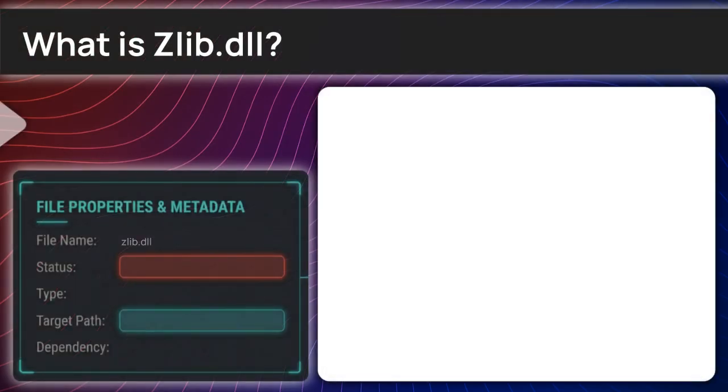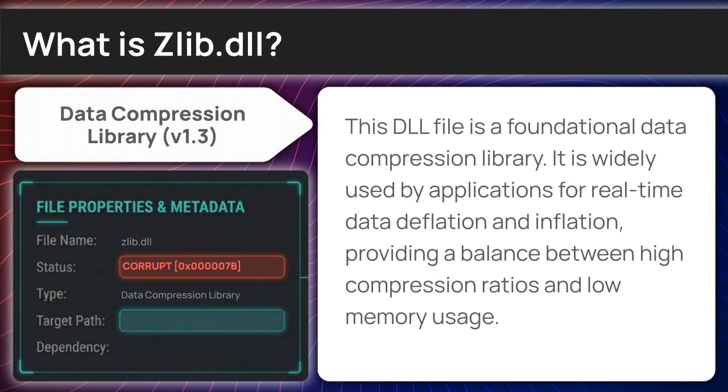This DLL file is a foundational data compression library. It is widely used by applications for real-time data deflation and inflation, providing a balance between high compression ratios and low memory usage. Now that the background is clear, let's walk through the actual installation steps.